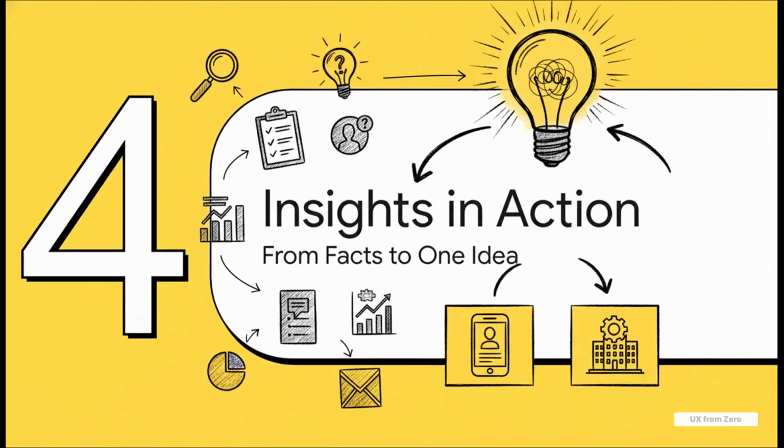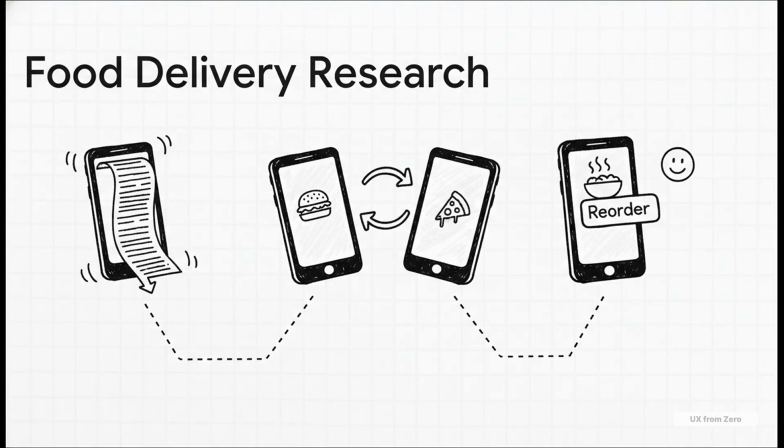All right, enough theory. Let's see this thing in action. We're going to look at a couple of examples to see how one big, powerful idea can suddenly make a bunch of random facts snap into focus. So picture this. You're working on a food delivery app. During your user tests, you see a few things over and over again. People scroll and scroll and scroll. They click into one restaurant, then back out, then into another. And after all that, what do they do? They just give up and order the same pizza they always get. These are your observations, your what.